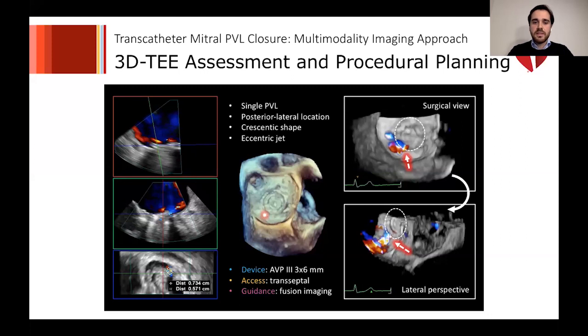Based on this information, we then decided to proceed with a single device closure using an Amplatzer Vascular Plug 3. And we decided to do this procedure from a transseptal approach using fusion imaging for guidance. At this time point, it is important to notice that, as per our practice, we also performed a computed tomography, which was used mainly for three purposes. First of all, to confirm these findings, then to derive the optimal fluoroscopic projection, and finally also to plan the transseptal puncture. I'm not showing you the CT right now, we will see it later on.